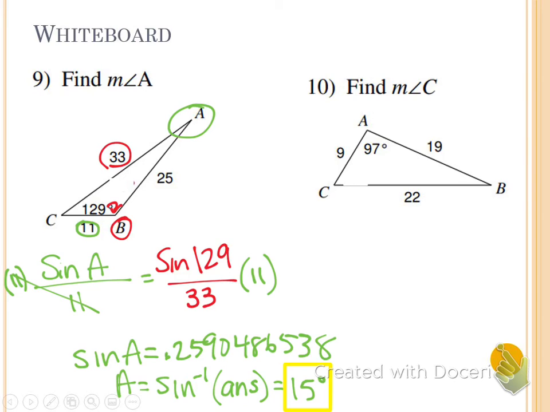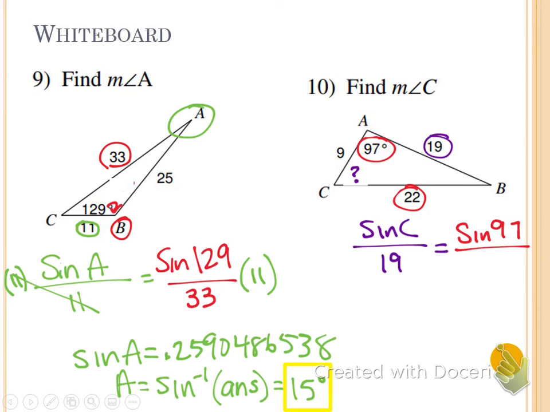Then the last one we're going to do, find the measure of angle C. So we know 19 goes with that one. Now we want a known pair. So that would be 97 and 22. Always put what's missing in the top. So I'm going to put sine of C in the top over side C, which is 19. And it equals sine of 97 over 22 times 19.